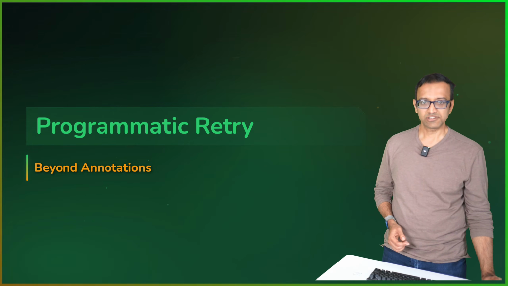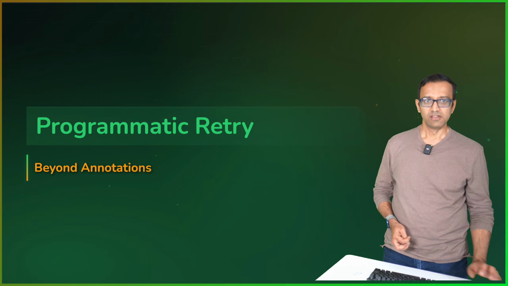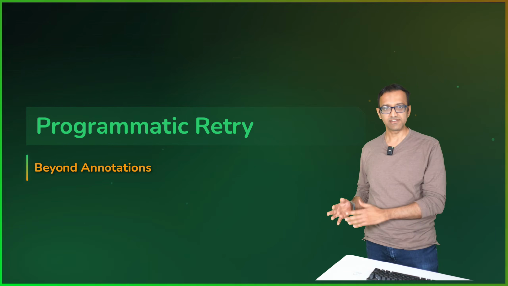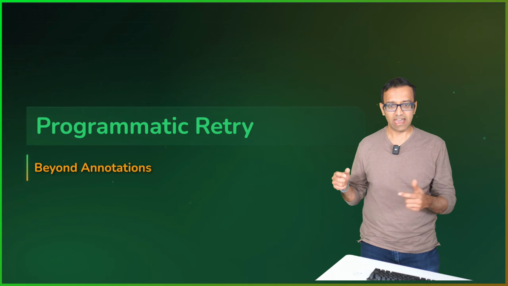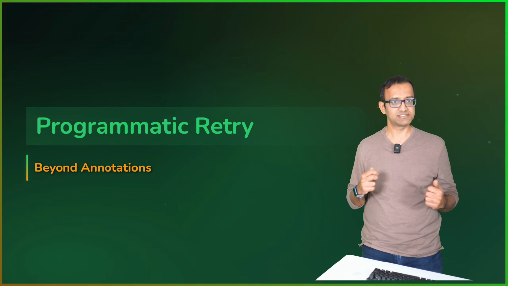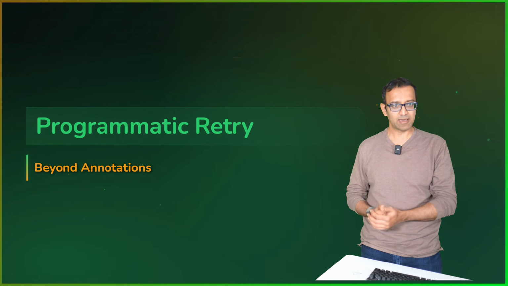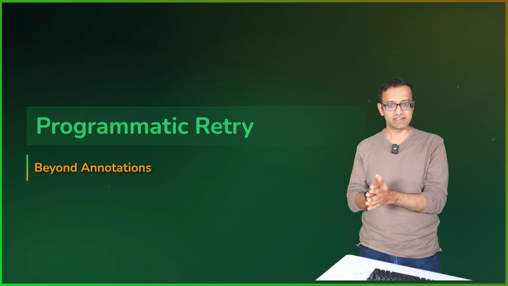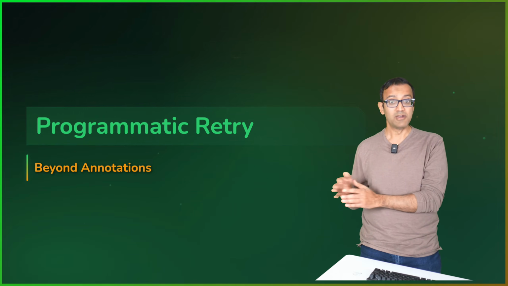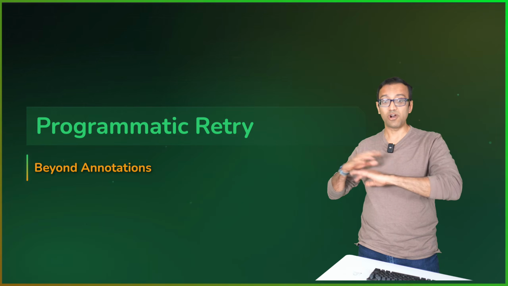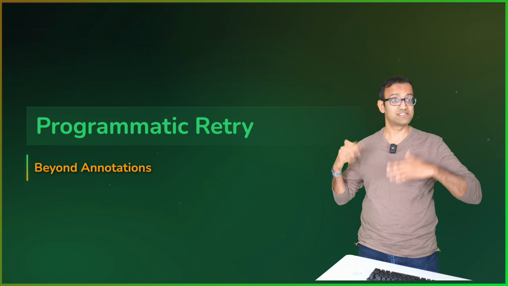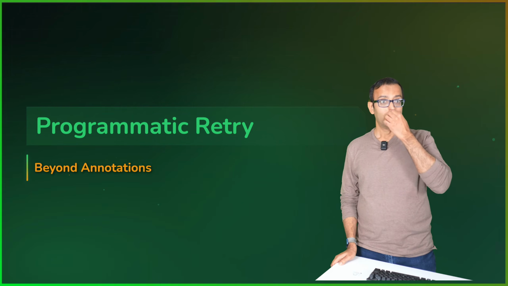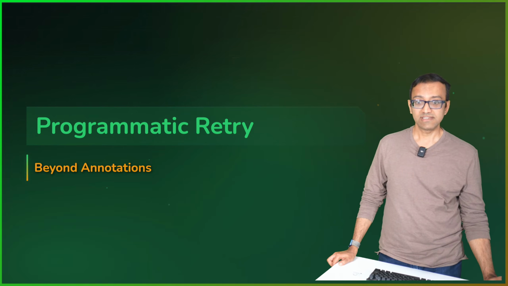Okay, so let's talk about programmatic retries. So far, we've looked at the retry. Has everyone tried the annotations and everything looks good? Any questions or any comments? You're able to see the retry happening? The failed method is literally failing half the time, but the caller just calls and it works fine. It just retries and it works fine. Okay, I see a question here.